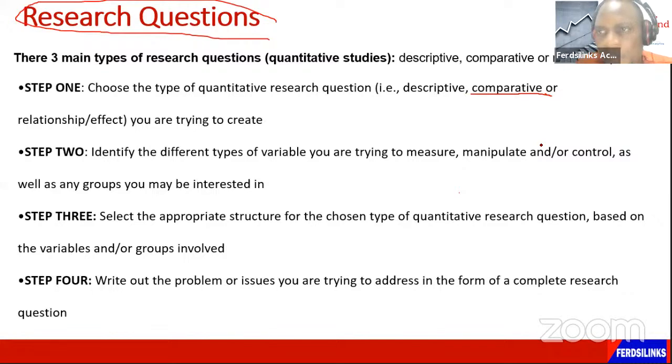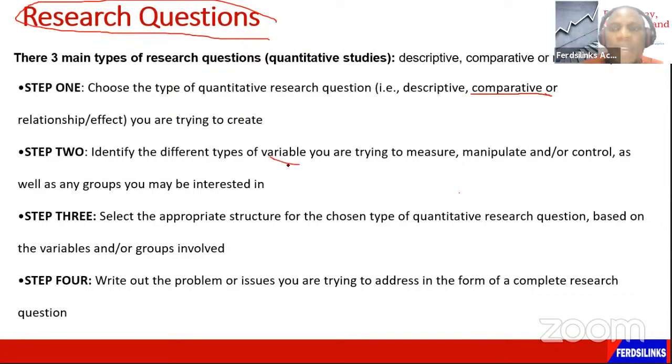Now, we ended before the network issues. We were talking about choosing the type of research question, and we said we have descriptive, comparative, or relationship-effect types. And I was explaining what you need to consider when you have such a research type. Once you identify the type of research question, you identify the different types of variables.